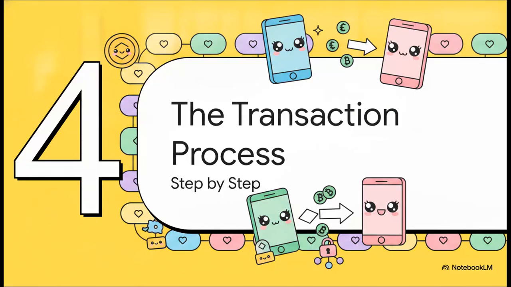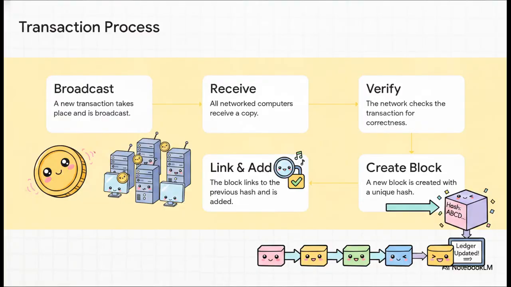Section 4. The transaction process. Now, let's trace exactly what happens chronologically when a user sends cryptocurrency to a friend. This process brilliantly illustrates why you cannot alter a transaction without the consent of the entire network. Let's walk through it.